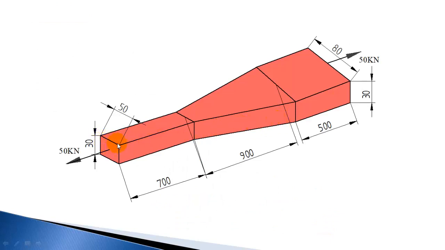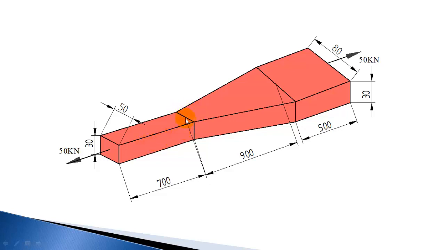So width is 50 mm constant for the first section, and thickness for the entire bar is constant, 30 mm. So the first portion has a uniform area of cross section, 50 by 30. So area you can calculate as 50 into 30. So for a uniform area you can use the PL by A equation.